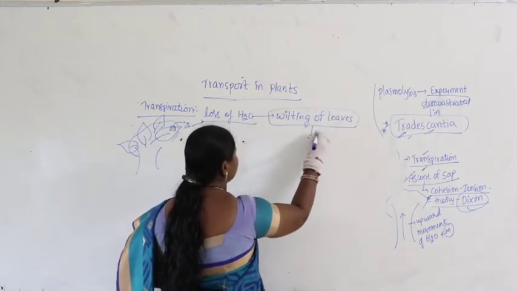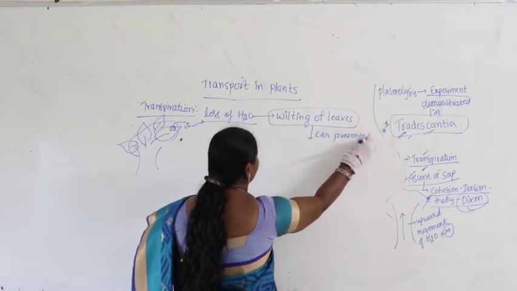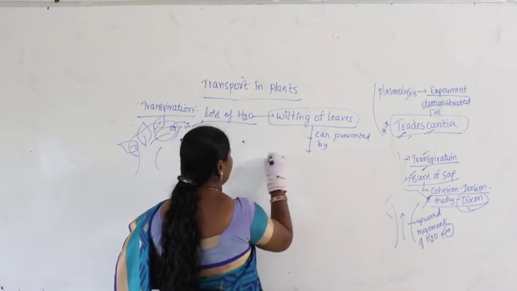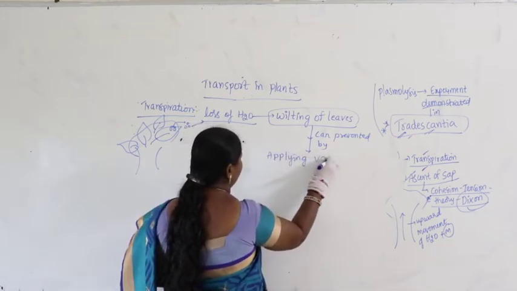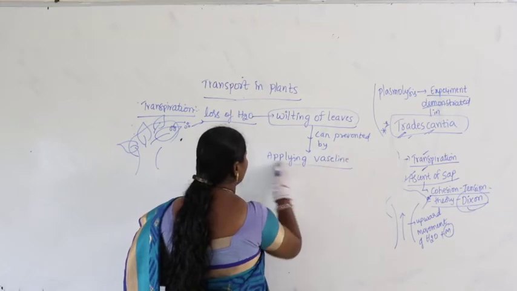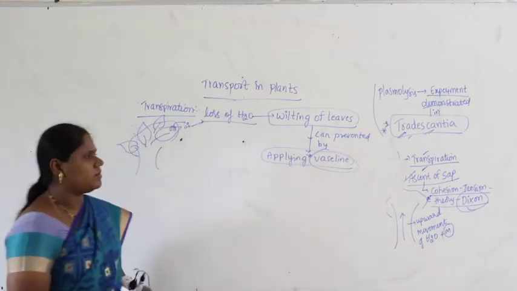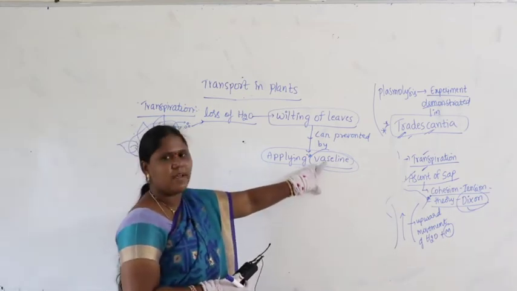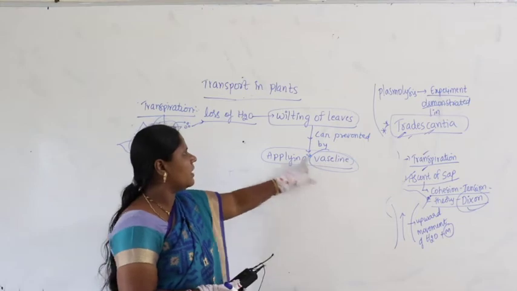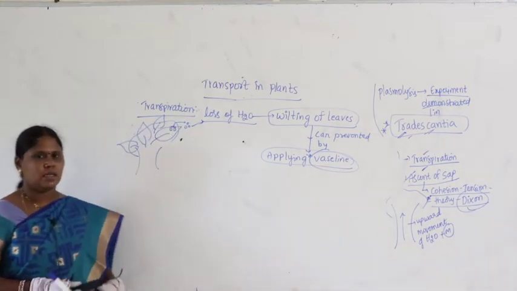Now wilting of leaves can be prevented by applying Vaseline. Simply, if you keep Vaseline on the surface of the leaves, then you can prevent the transpiration so that the leaves can come back to normal state.